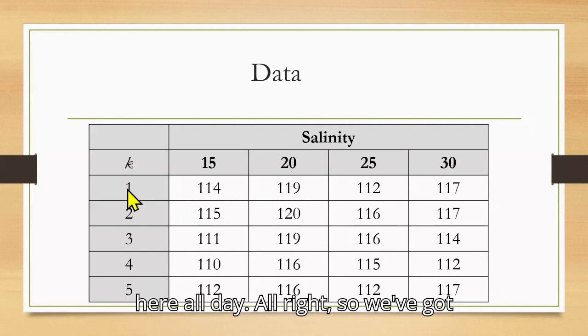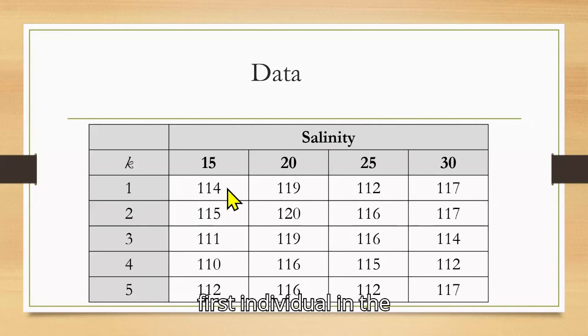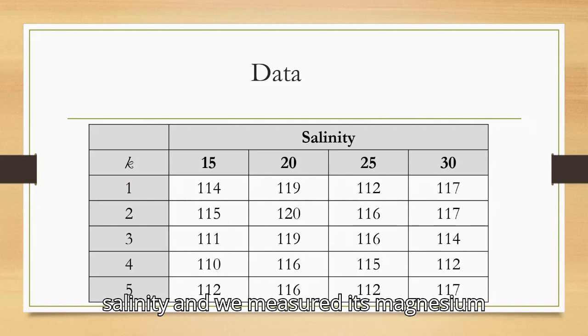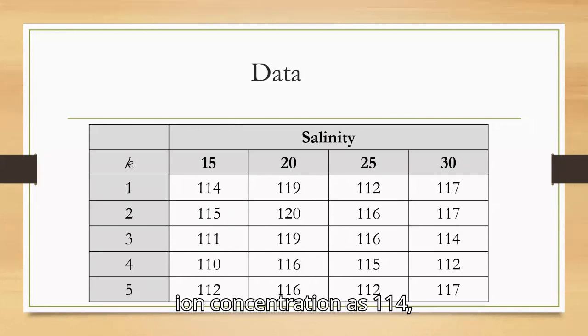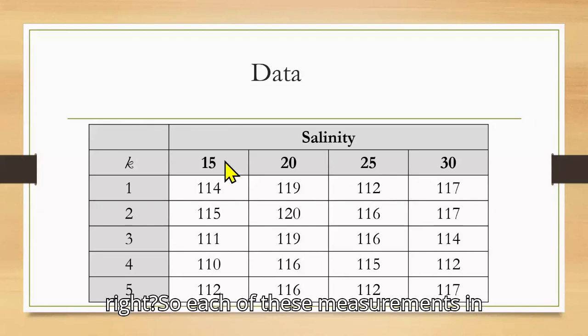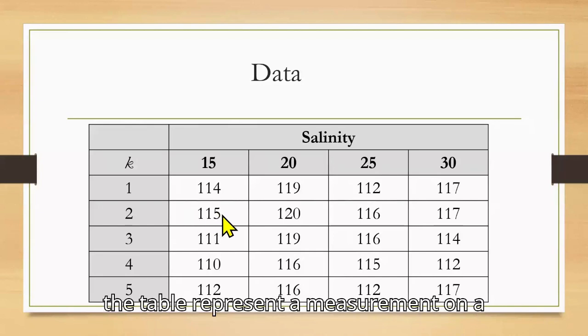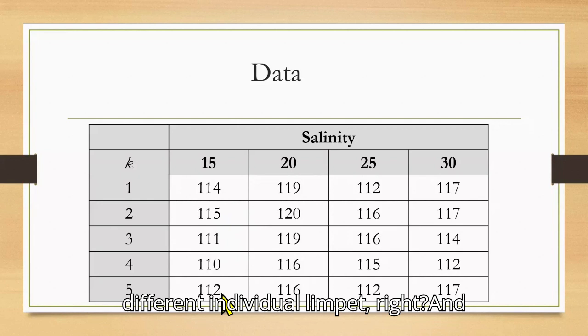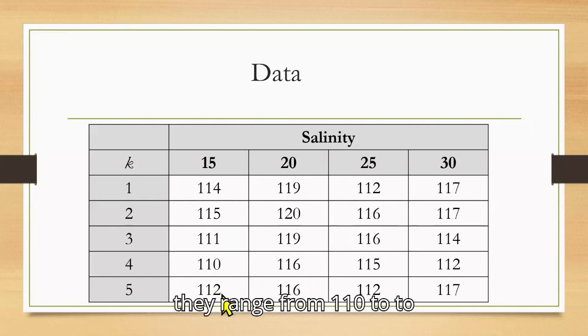All right, so we've got the first individual in the 15 level of salinity, and we measured its magnesium ion concentration as 114. Each of these measurements in the table represents a measurement on a different individual limpet, and they range from 110 to 120.